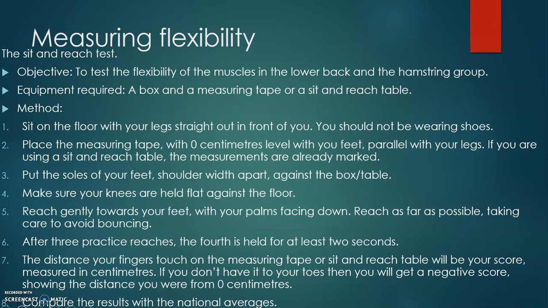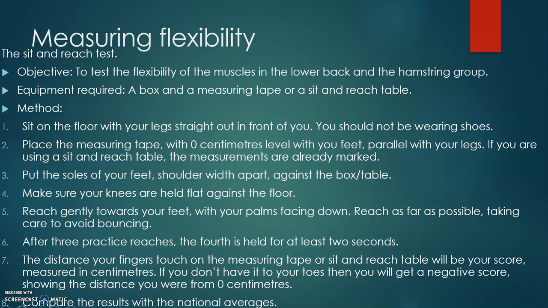A lot of you would have done this. Okay, we use the sit and reach test. So this measures the flexibility in our lower back and our hamstrings. Okay, so we need a box and a measuring tape or a sit and reach table. We have a sit and reach table at school, so that's what we have used. So you sit on the floor with your legs straight out in front of you, and your feet will always be on the box. You should not be wearing shoes.